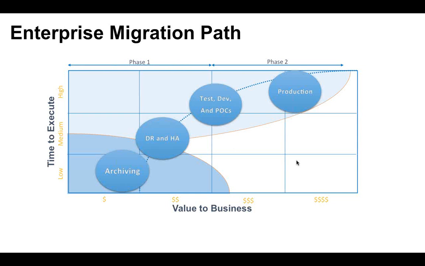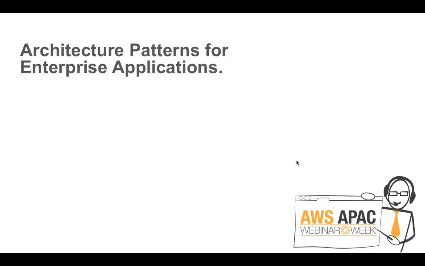And then the last phase, or the place where you get the highest value, and that is running your production environments. This will give you true agility, the ability to deploy applications faster, the ability to scale up and down as your business demands. So these are 4 different patterns we see enterprises using AWS today. I'll go a little more deeper into the technology architecture for them.